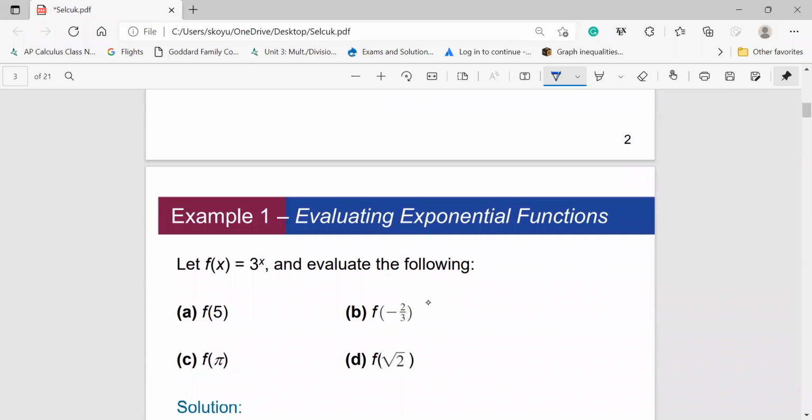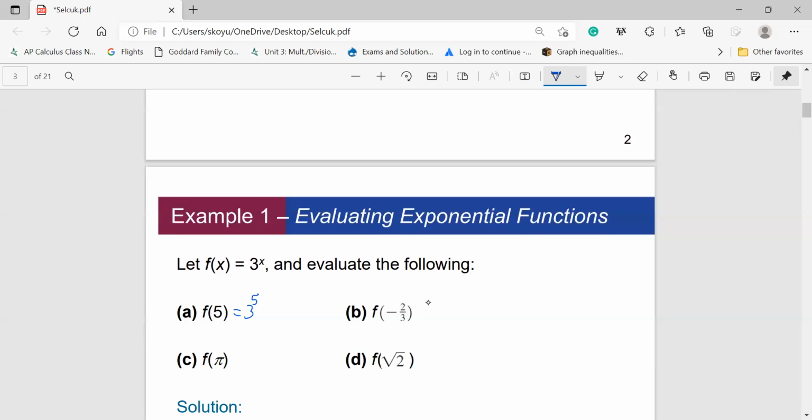So here is the function, the exponential function 3 to the x. When we evaluate an exponential function at a given value, we just plug that value in for x. For instance, in this case, we'll plug 5 into the x. So this will be 3 to the power 5. And if you have to use your calculator, you can enter it exactly as it is, using 3 as the base and a power of 5.